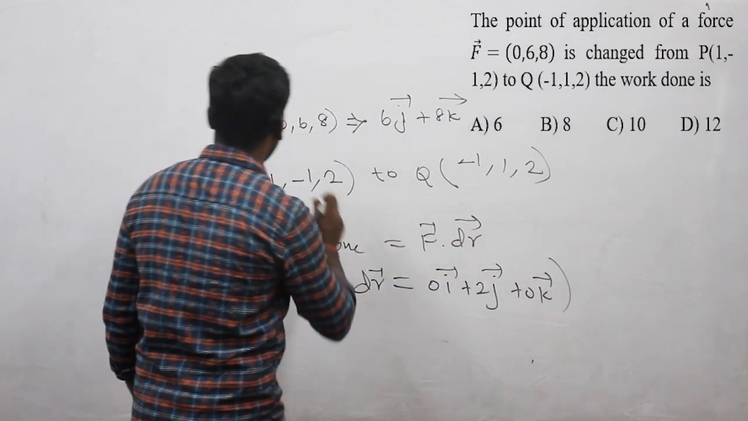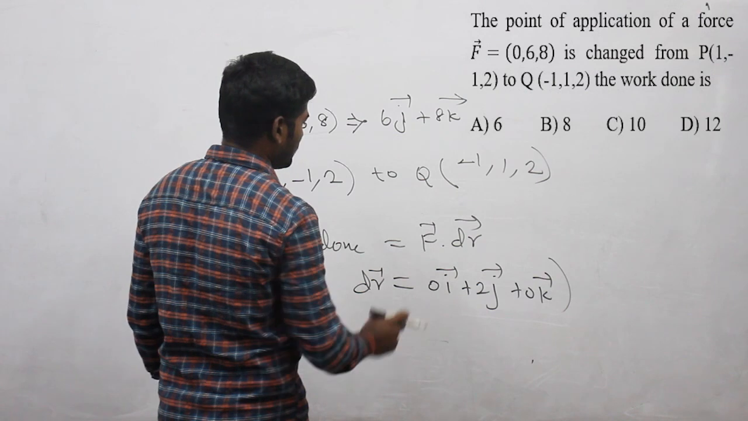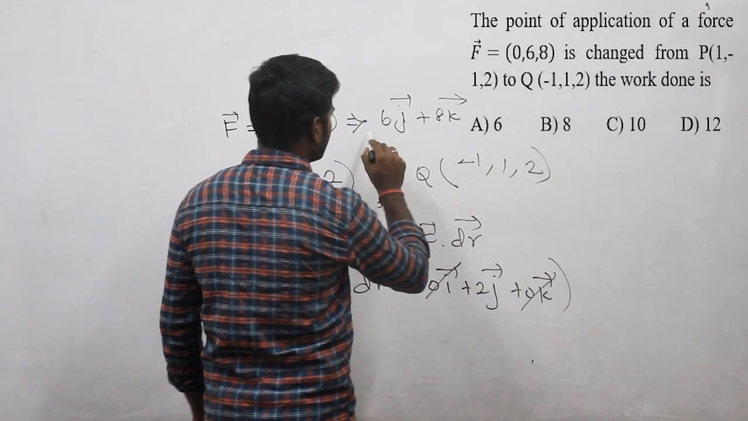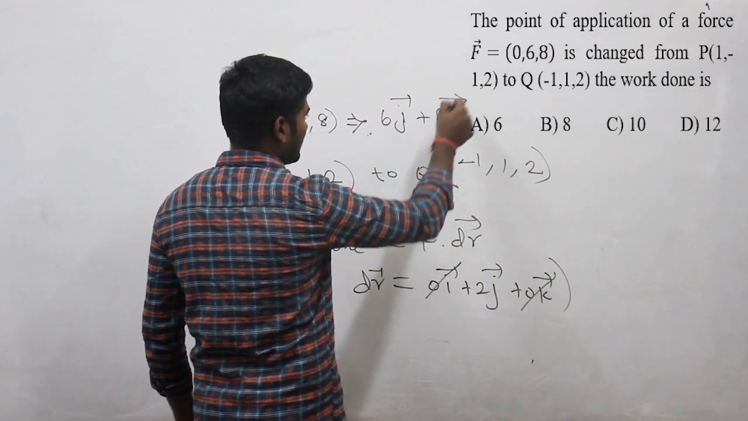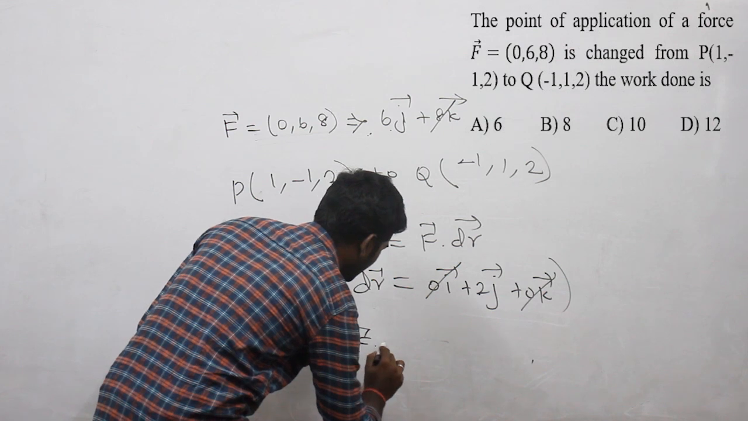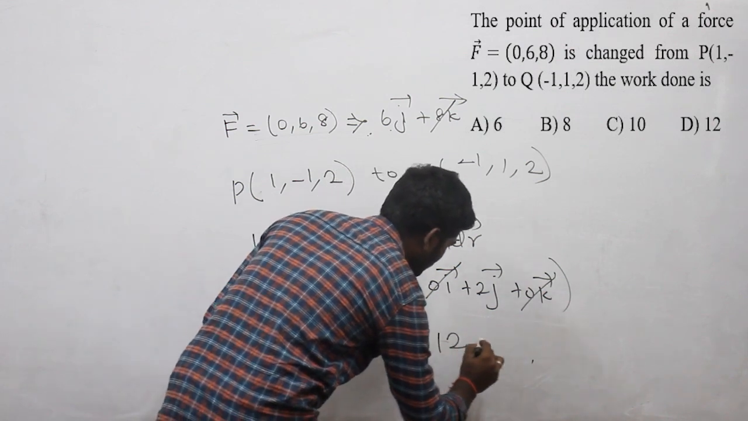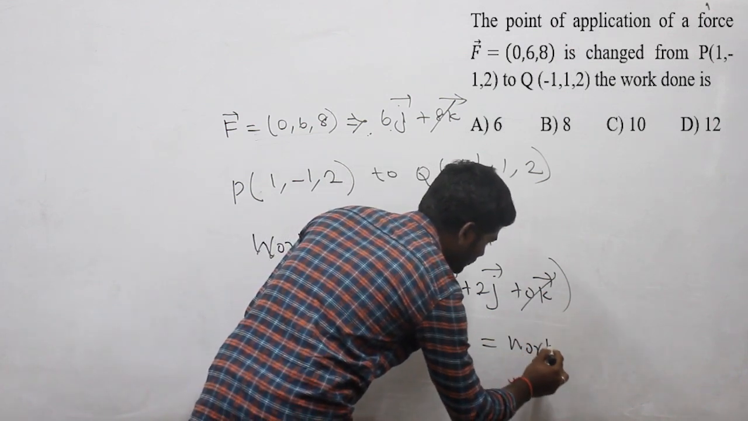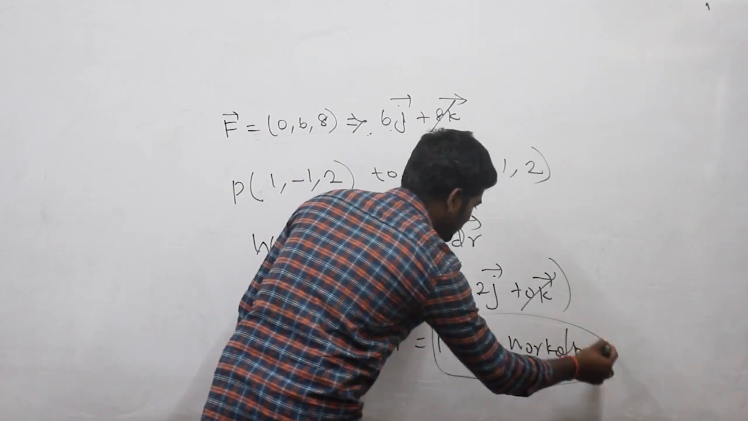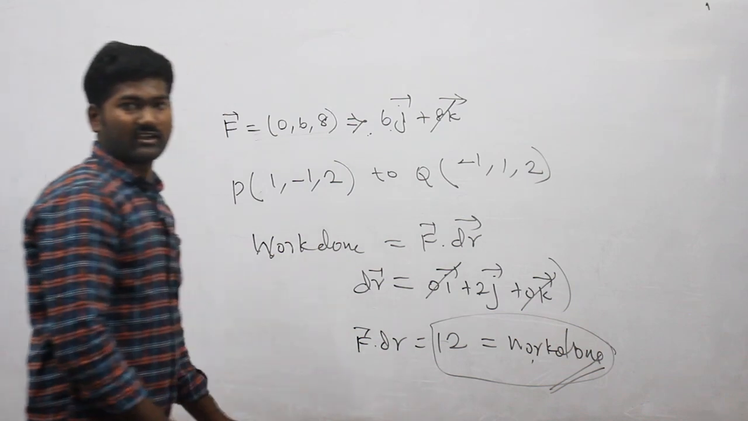So you know the value of F vector, F vector is this one. If you take the dot product of both, what comes? Here 0, here 0, so there is no i, no j, and here the k value, so 6 into 2, what, 12. So F vector dot dr vector equals 12. So this is known as work done. So the work done value is 12. So this 12 is the correct option.